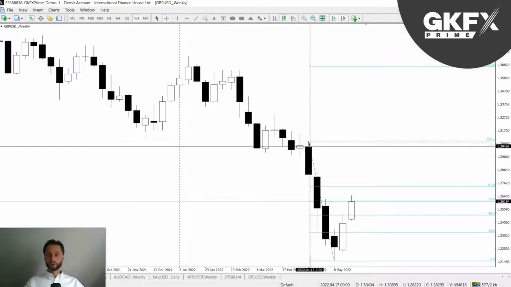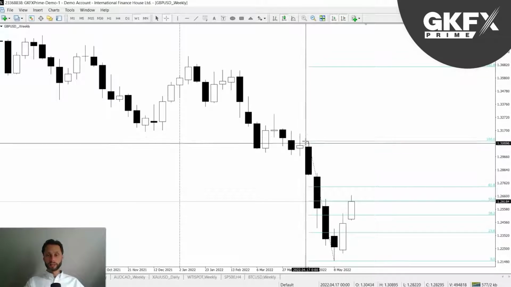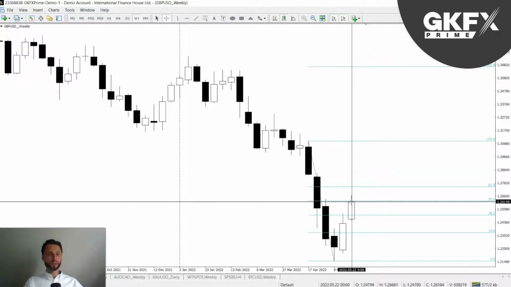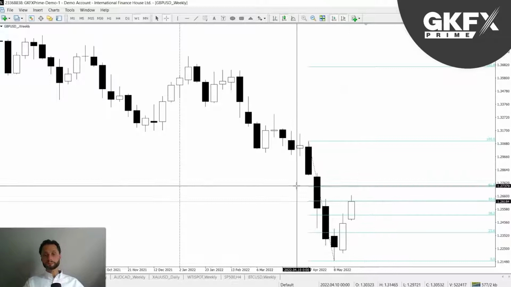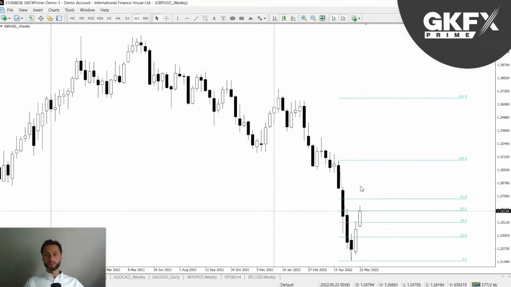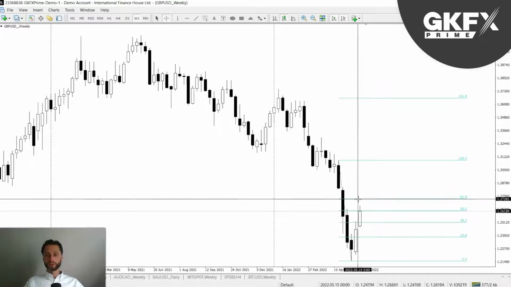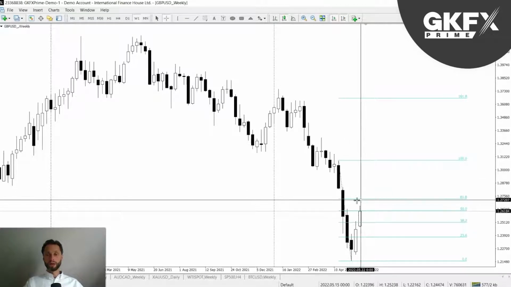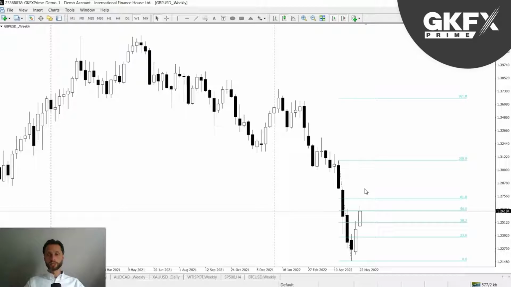Now, if I draw a fib from the last significant high to the low, I can see that we've just reached the 50 level, and in order to continue the selling on this pair, we'd have to reach a bit higher to the 61.8 or above. That's where the market tends to waver and then tends to make a turnaround.